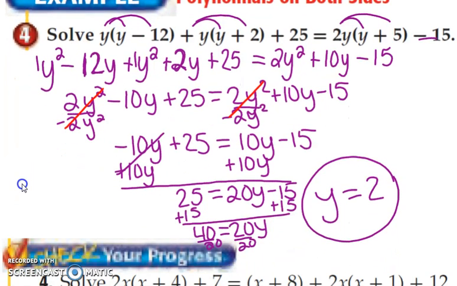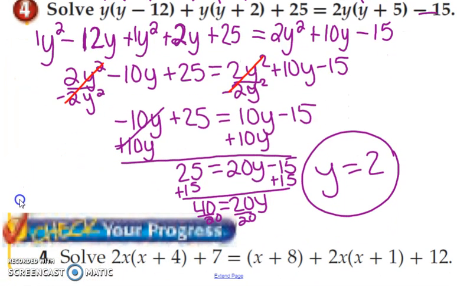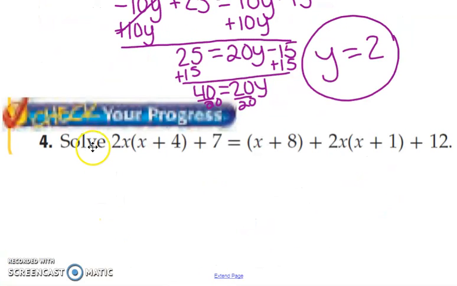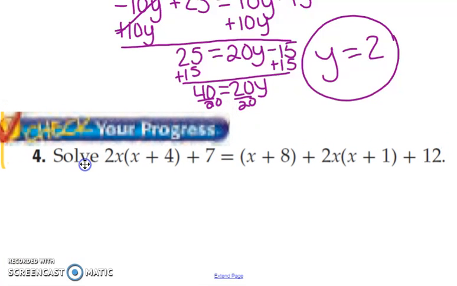Now, I'm going to give you a problem to try out. Let's see how this goes. Make sure you save yourself a lot of space on your paper for it. Distribute everything carefully, combine like terms, and then solve your equation. So let's see how this goes.